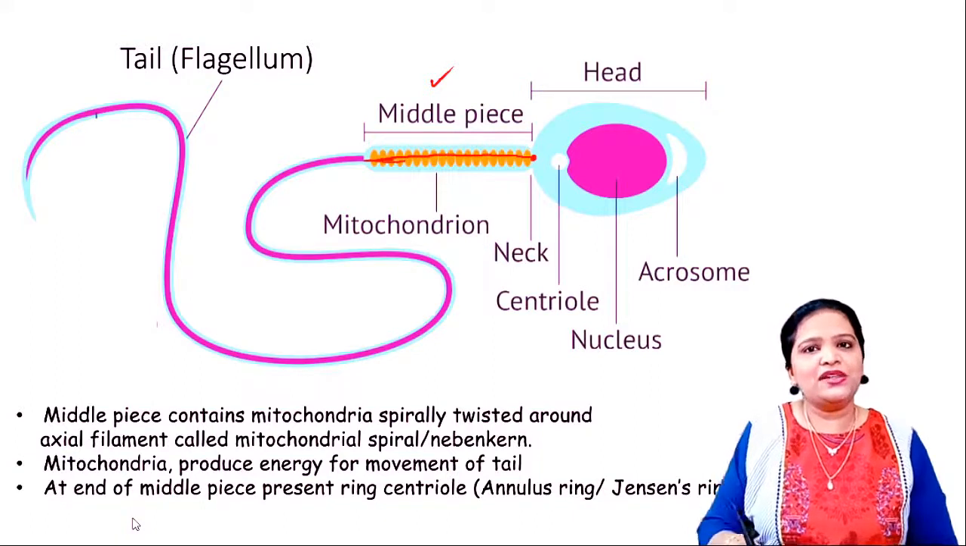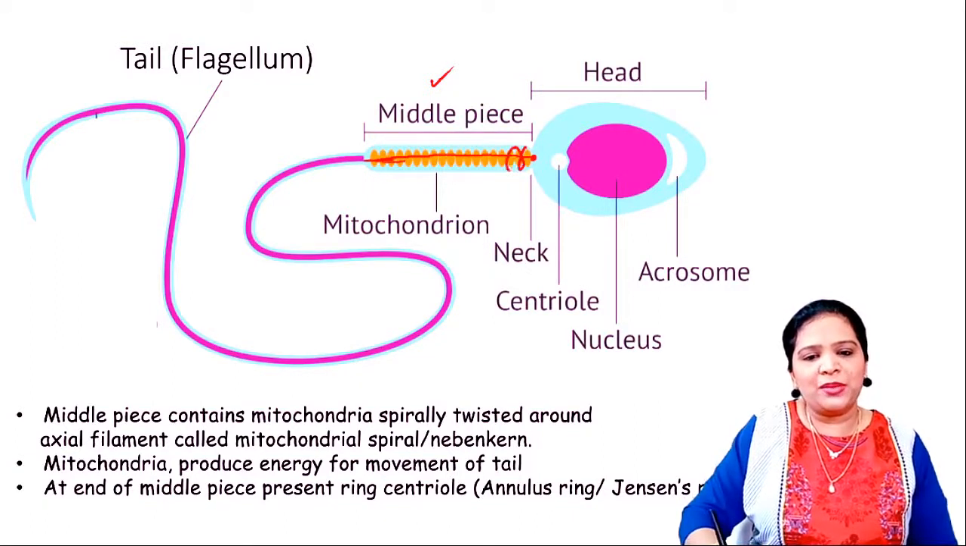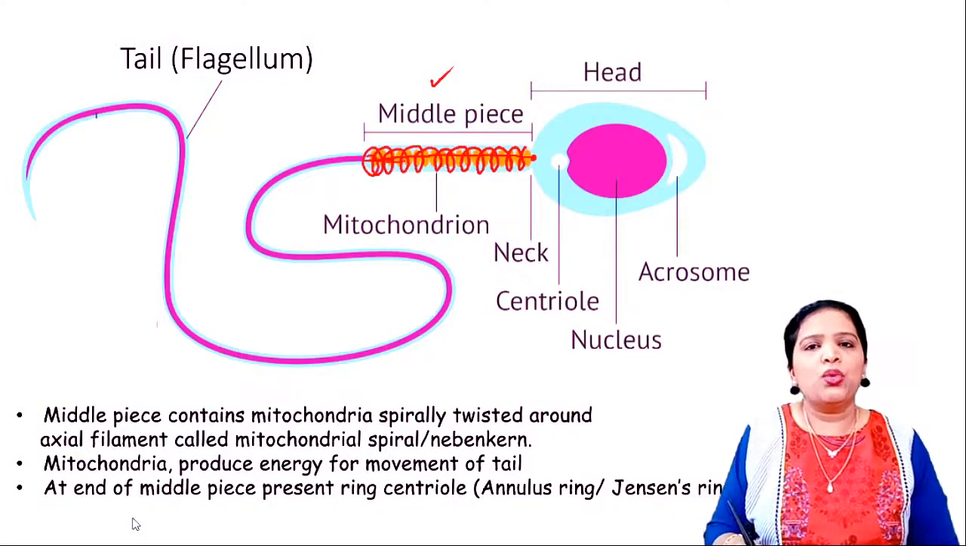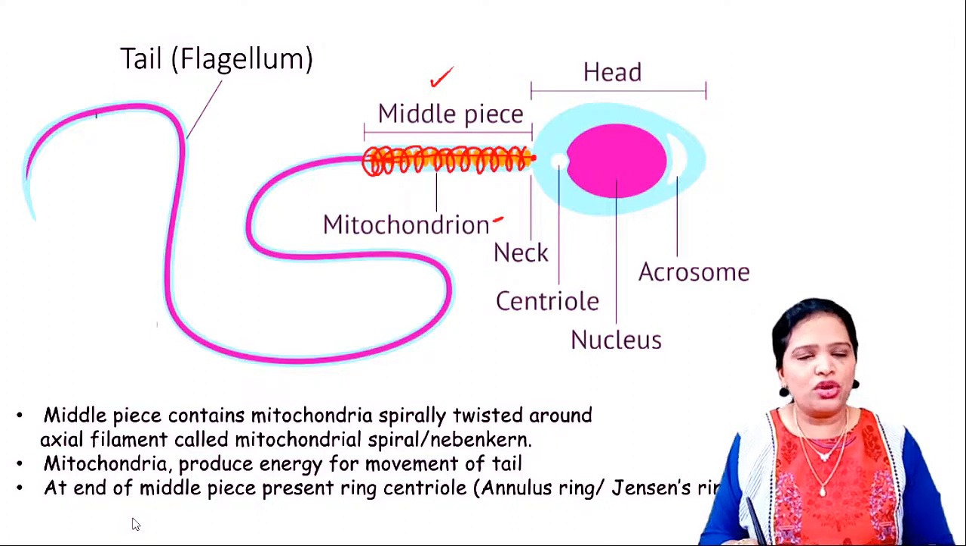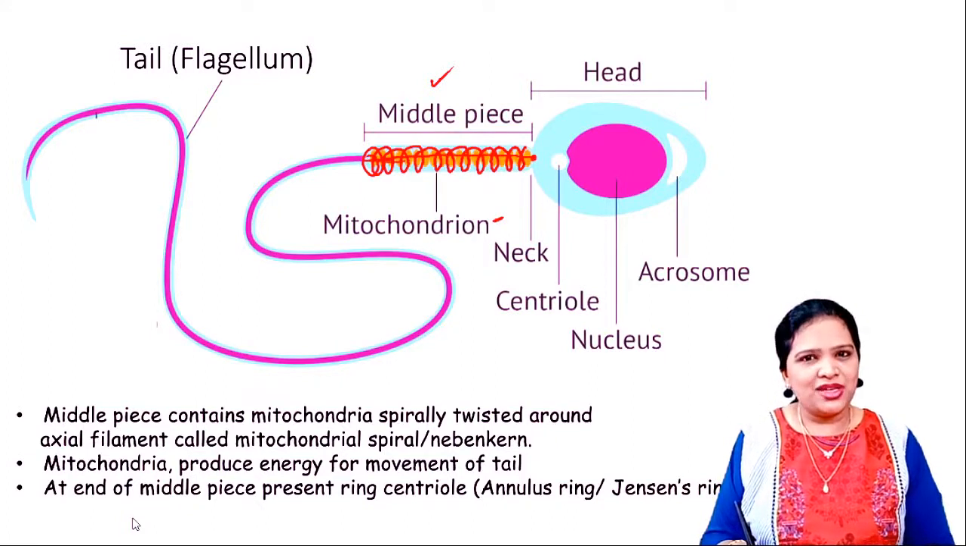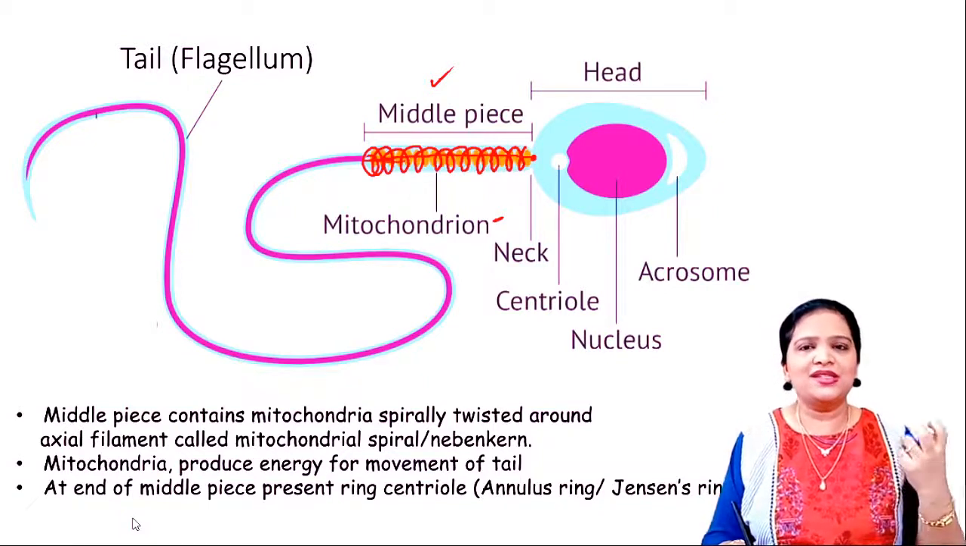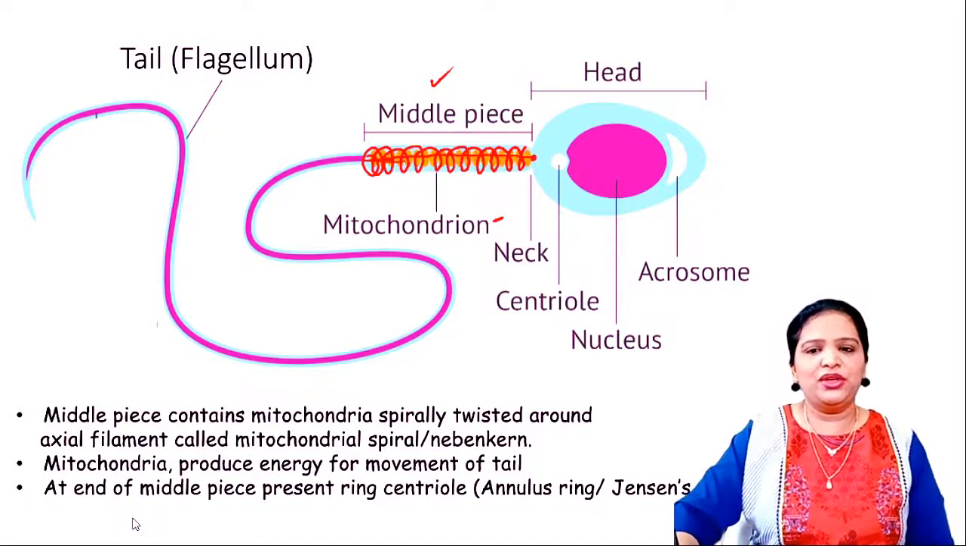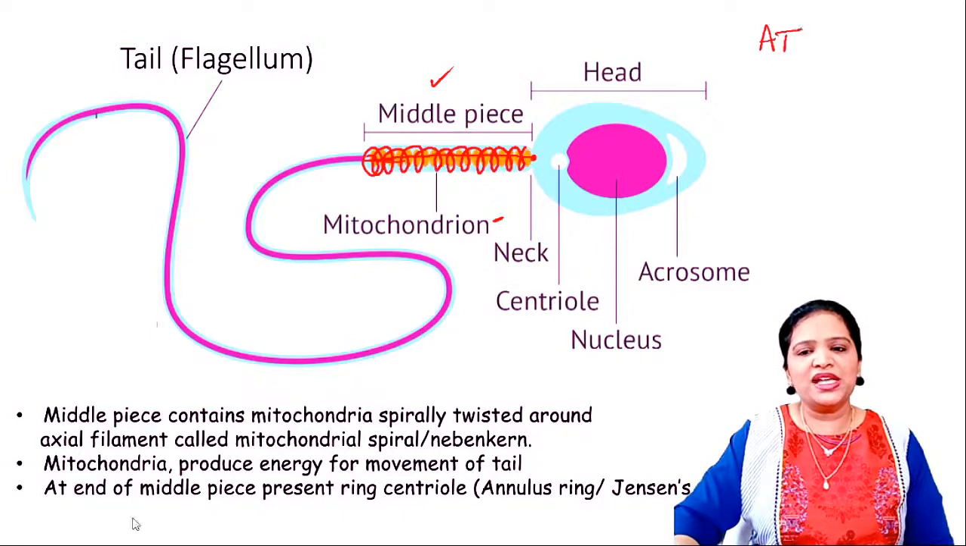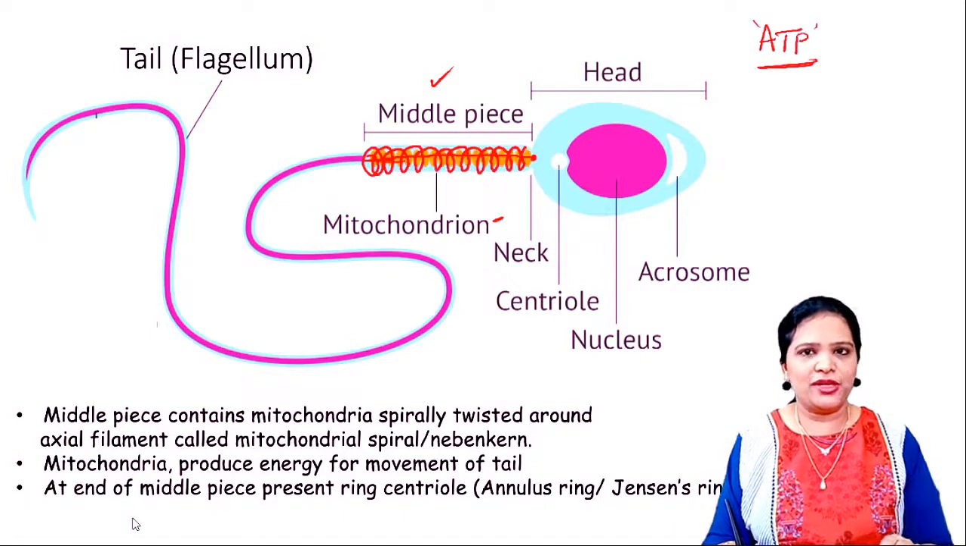In this axial filament, surrounding the axial filament, there are spiral shaped mitochondria present. So what is this? This is called mitochondria. So what is mitochondria? Mitochondria gives energy for the cell. This is called the powerhouse of the cell. We know that, right? For every cell, the powerhouse, the ATP generating unit, is the mitochondria.